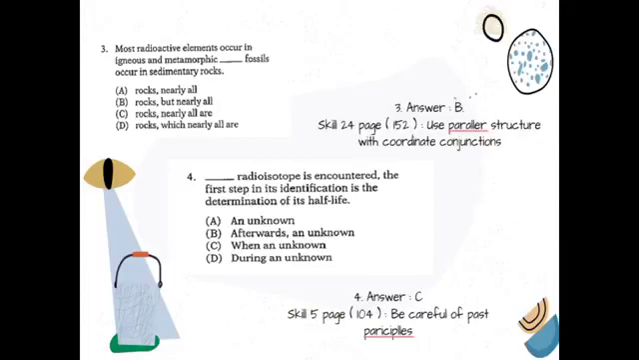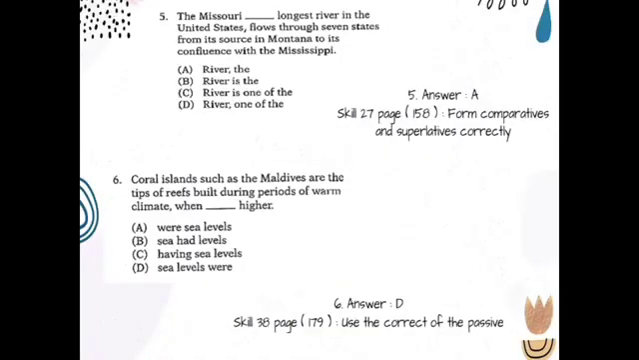The answer is C. Using skill 5, be careful of past participle, because a past participle can be either an adjective or a part of a verb. The answer is A. Using skill 27, use comparative and superlative correctly, because the superlative is followed by a short adjective. The answer is D. Using skill 38, use the correct form of the passive, because it is followed by an adjective.